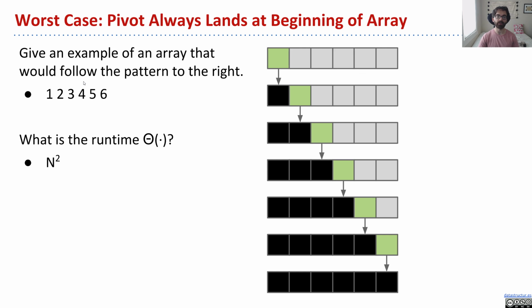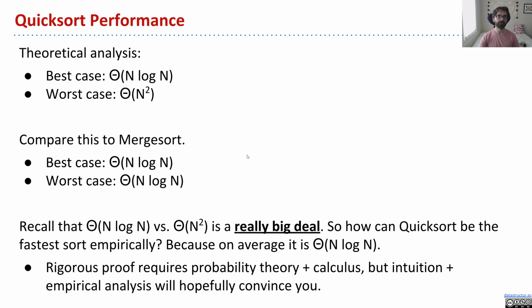An example would be an array that's in increasing order, like 1, 2, 3, 4, 5, 6. If you quicksort this using the algorithm we described in class, then the pivot never moves, and we keep having a subproblem on the right. Each of these partition operations takes n time, where n is the number of items remaining. So the overall runtime would be 1 plus 2 plus 3 plus 4 all the way up to n, which is theta n squared. So in the best case, our algorithm is n log n, but in the worst case, it's n squared.